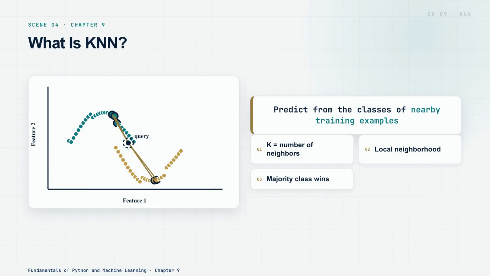K-nearest neighbors is one of the most intuitive machine learning algorithms. To classify a new observation, the algorithm finds the K training examples that are closest to it. The letter K represents the number of neighbors included in the vote. If most of those neighbors belong to class A, the query point is classified as class A. If most belong to class B, it is classified as class B. KNN assumes that observations located near one another in feature space are likely to share similar outcomes. Whether that assumption is useful depends on the dataset and how the features represent similarity.